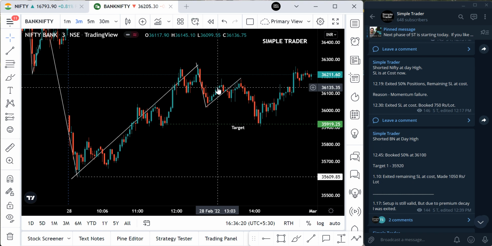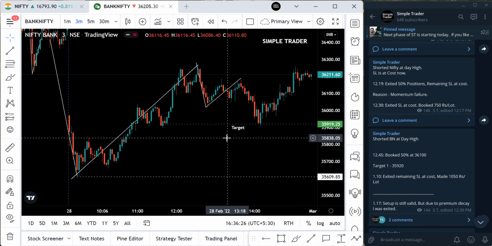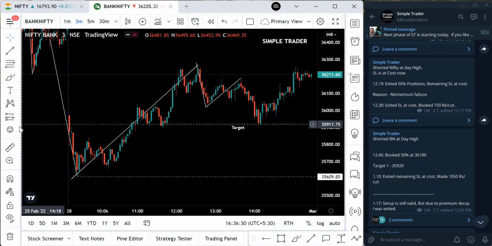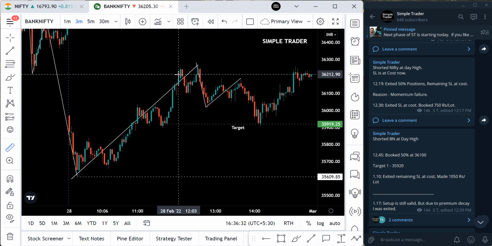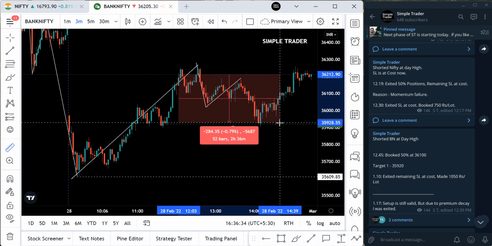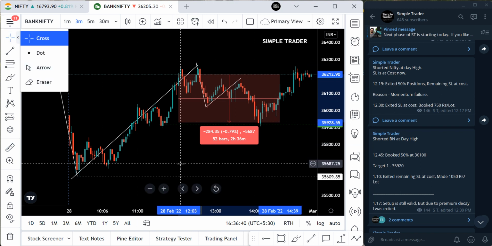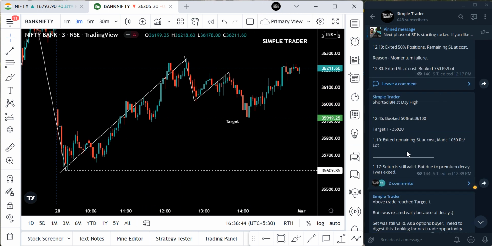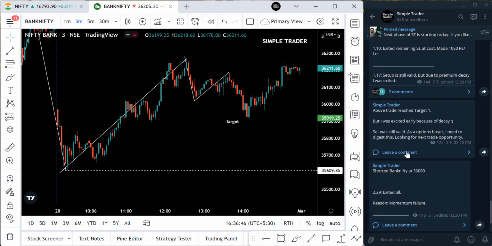Since I'm an option buyer, I cannot manage this low momentum trade. So again this took me out, and actually the trade reached my target. From this point to this point, it is almost 300 points. If I had held the trade, I could have made around 150 rupees per quantity. So unfortunately I exited.